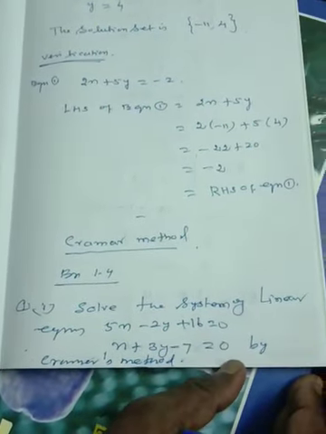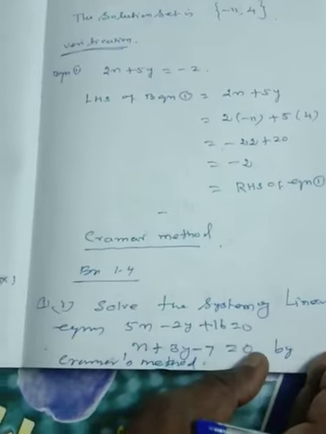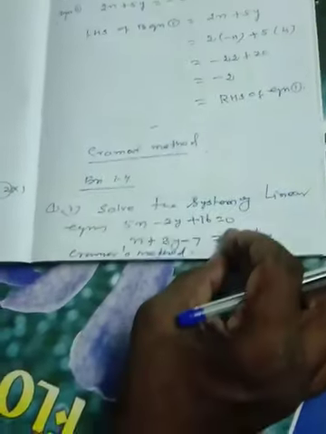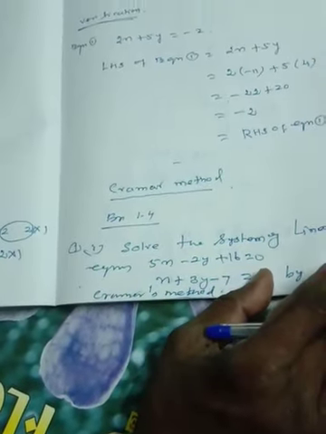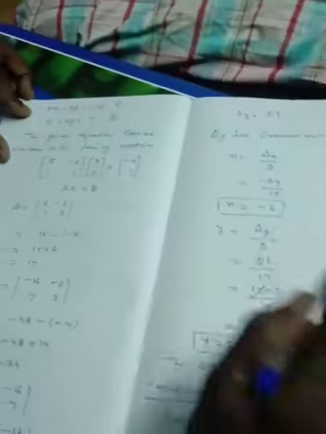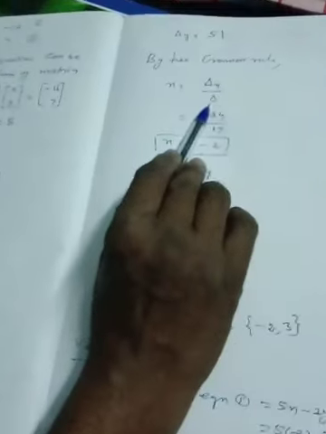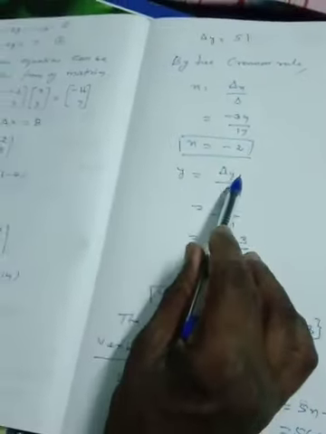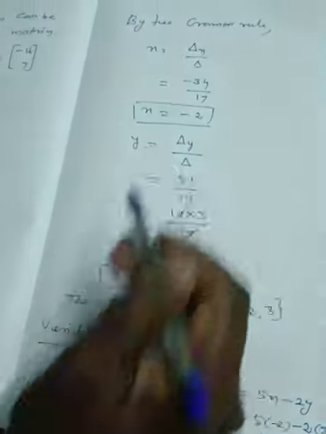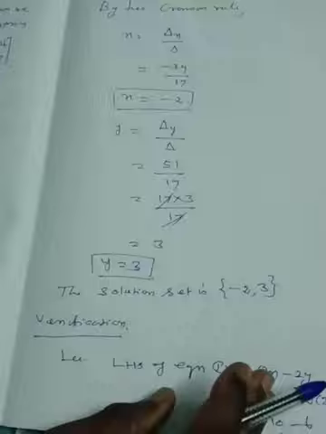Cramer's rule is the same method but slightly different. Solve the system of linear equations. There are two equations given. How to solve the two equations using Cramer's rule? Cramer's rule is x is equal to del x by del A, y is equal to del y by del A. x and y are the solution set.